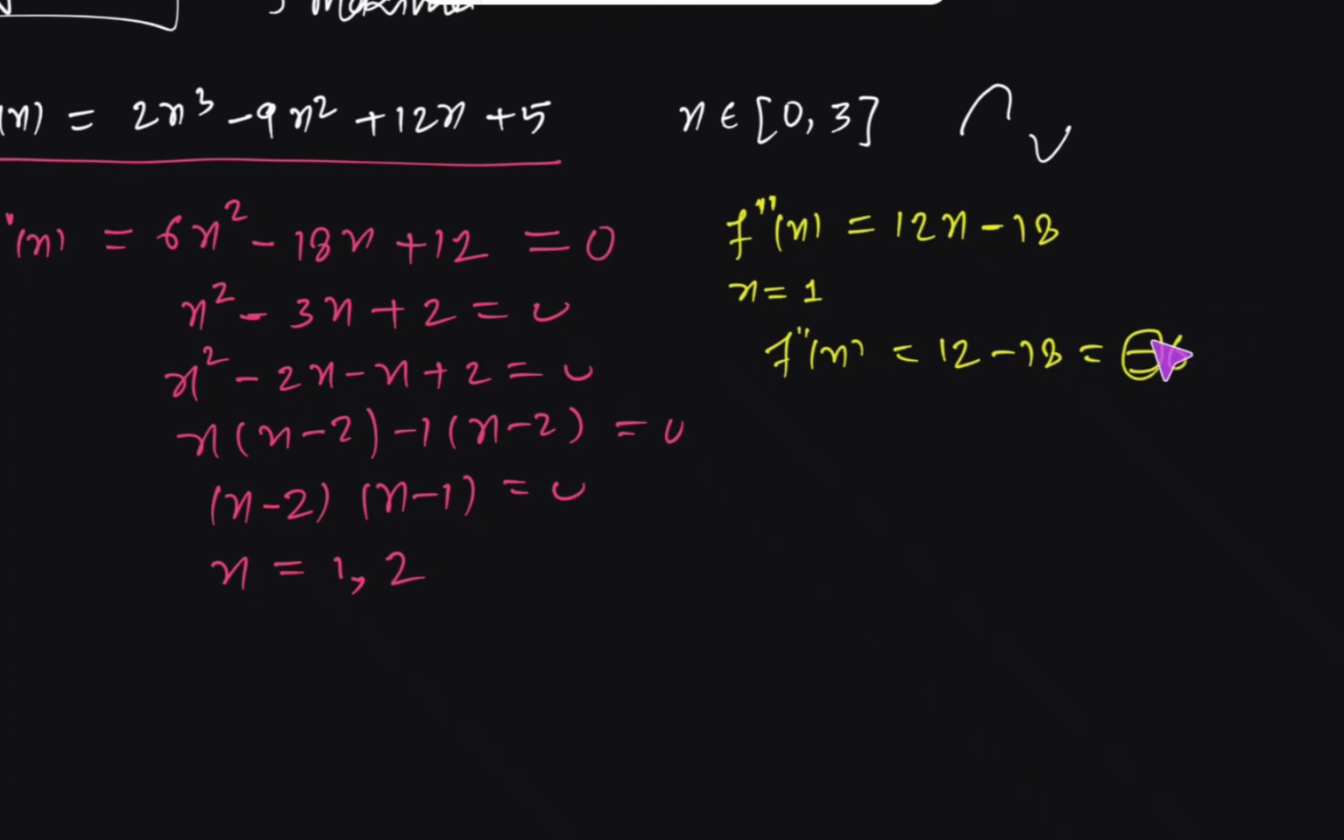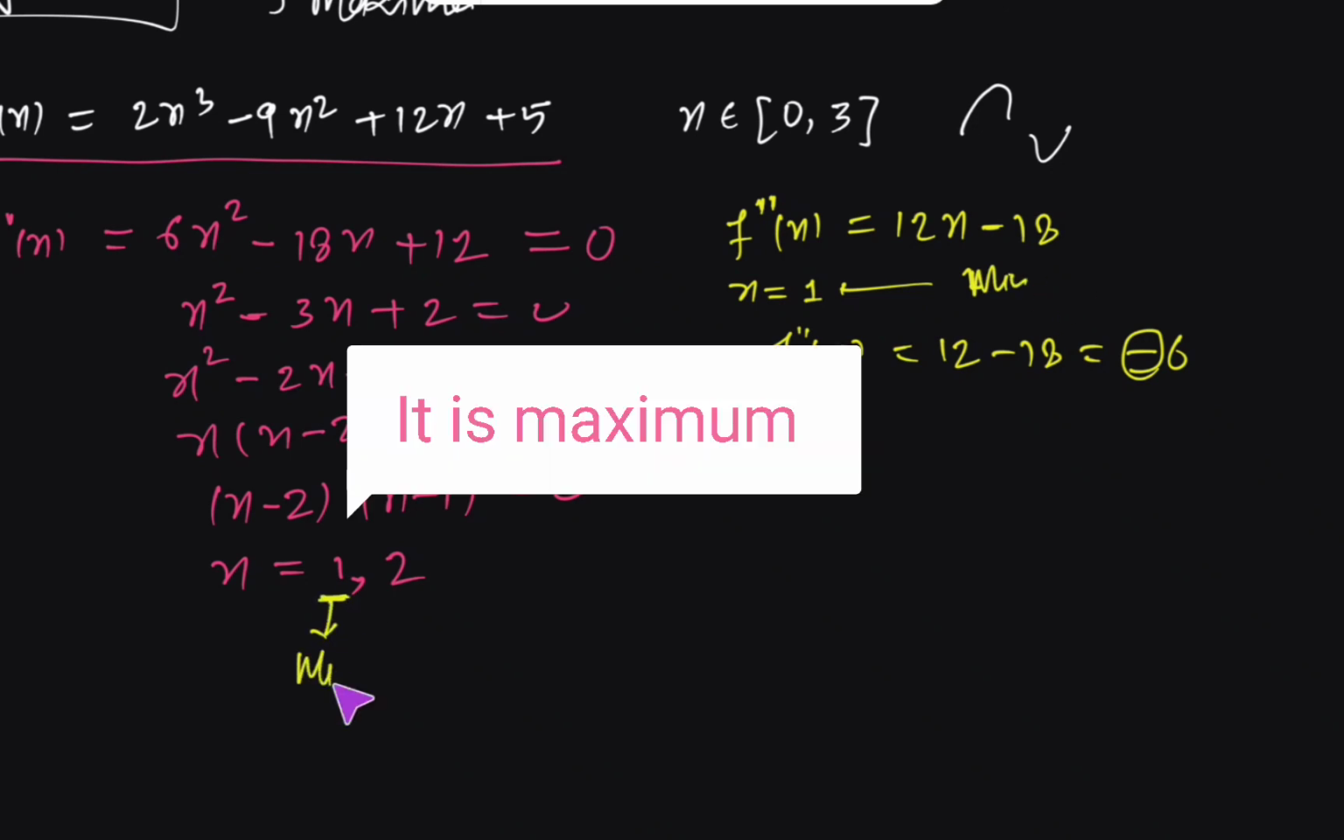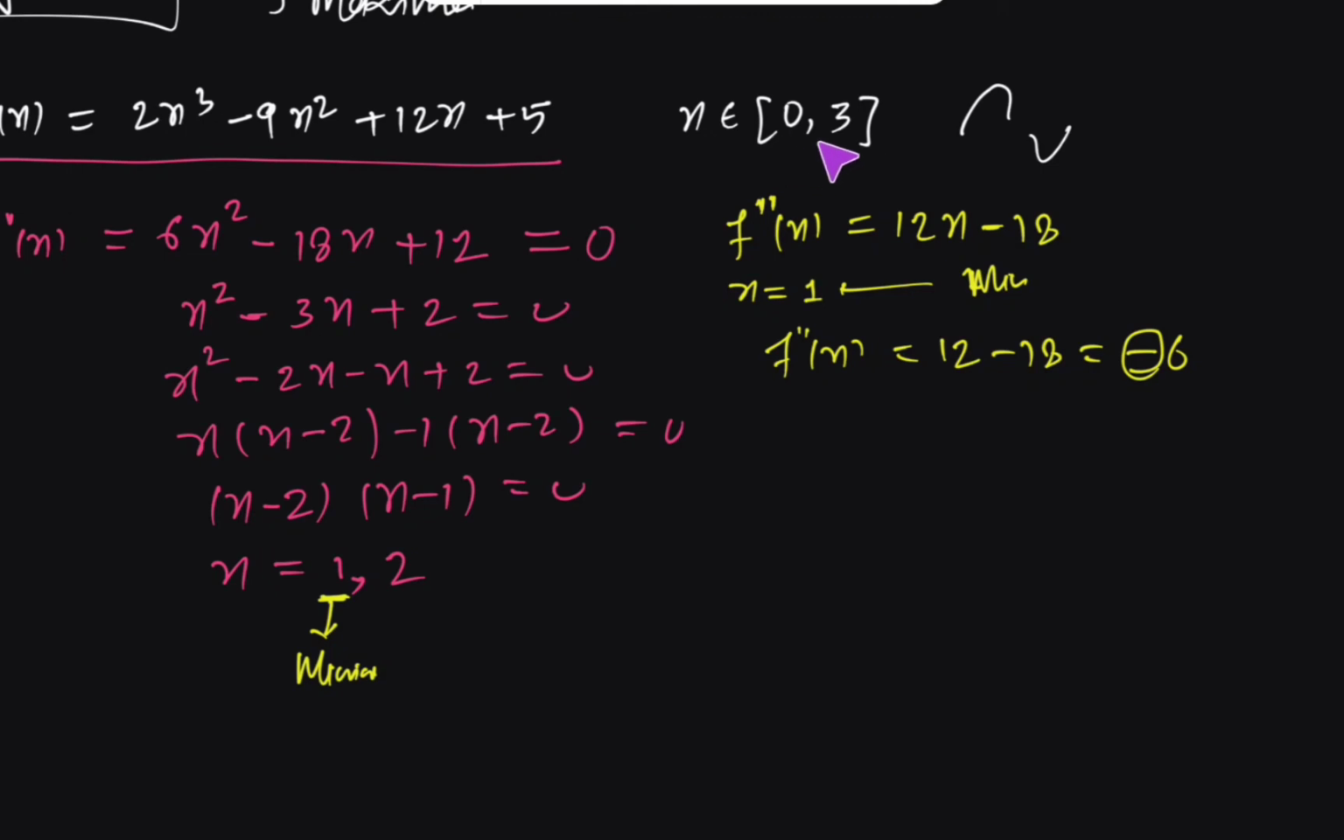So when this is negative, it means that value is representing a minima point. So at x equals to 1, the function is minimum. Now we cannot say whether it is a local minimum or absolute minimum. We will only know whether it is local or absolute after checking these initial and the final point as well.